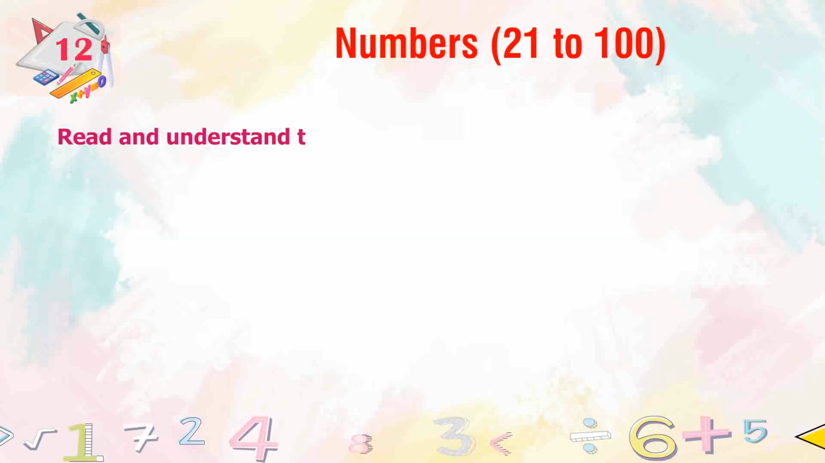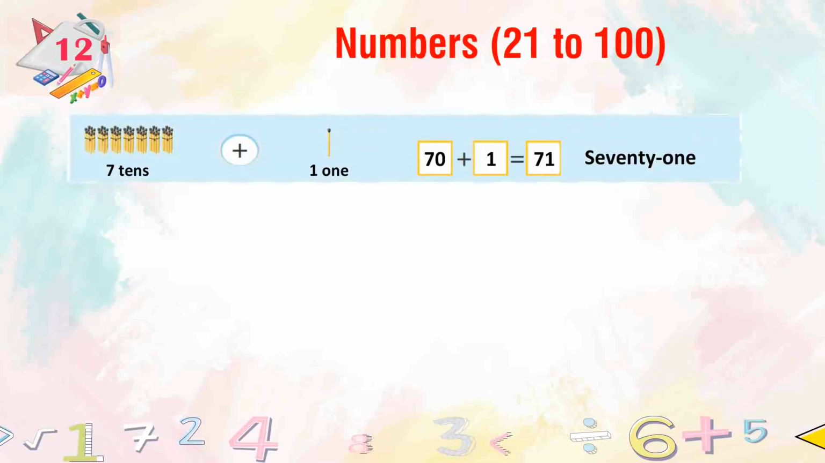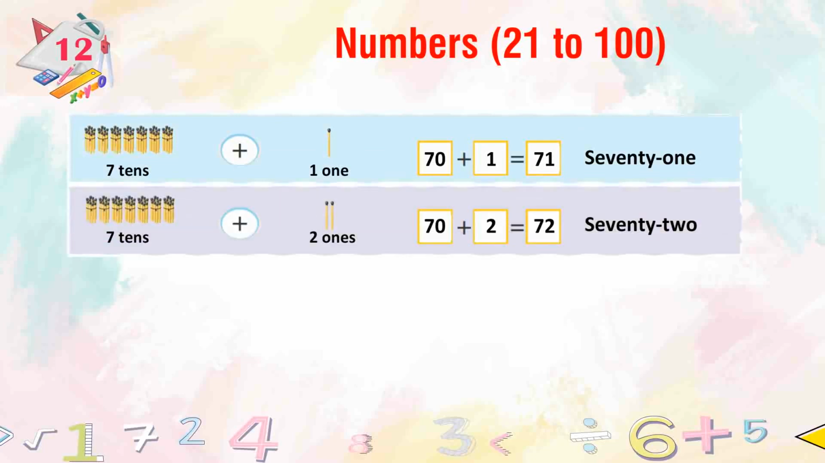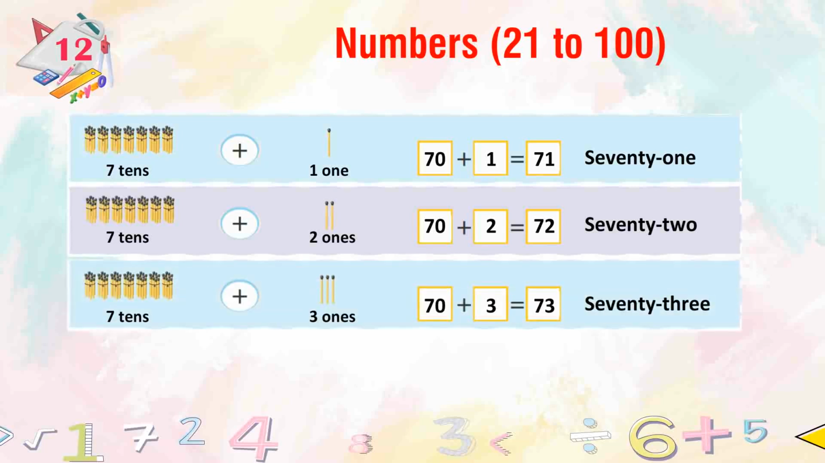Read and understand the numbers from 71 to 80. Seven tens plus 1 one, 70 plus 1 is equal to 71. Seven tens plus 2 ones, 70 plus 2 is equal to 72. Seven tens plus 3 ones, 70 plus 3 is equal to 73.